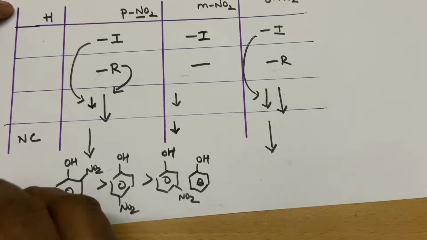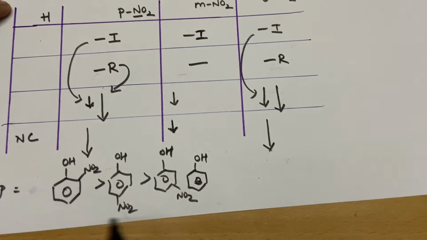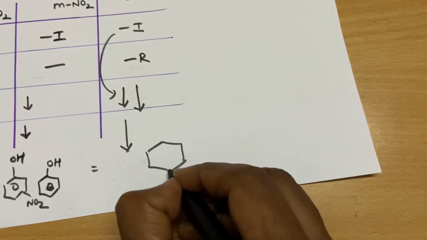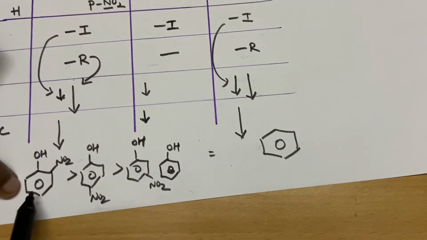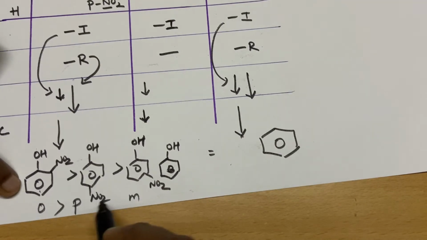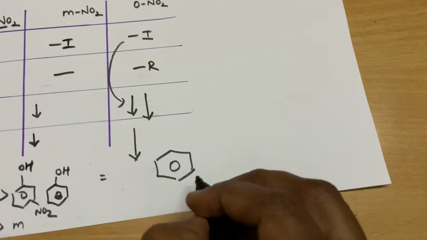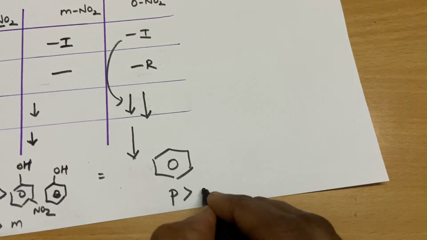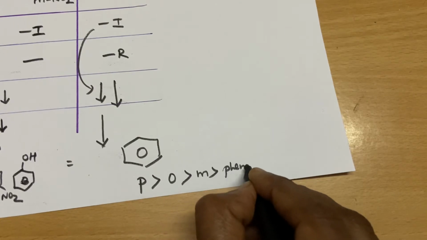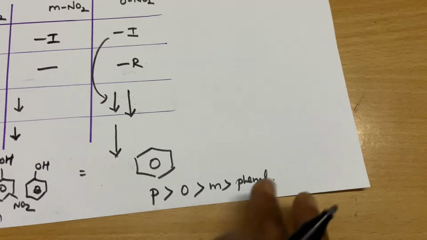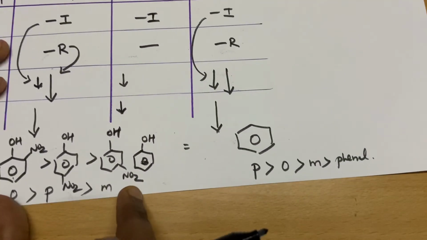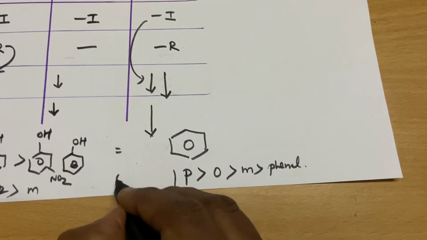This is the expected order. But the actual was found to be a little different. Expected was ortho, para, meta, and then phenol. But in actual, it was found to be para, ortho and meta, and then comes your phenol. Why this change? This is expected according to theory, but this was observed.